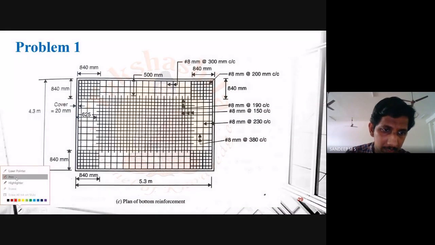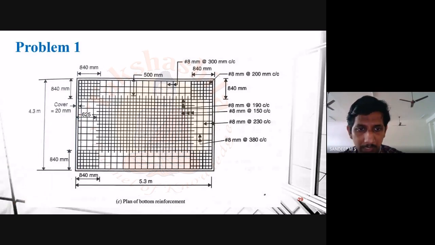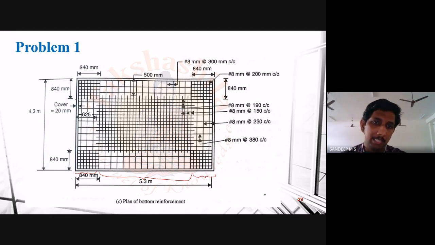So in this, basically, we have an edge strip here, then we have a middle strip here, again we have an edge strip here. Similarly, in the other direction also, we have one edge strip here, and then we have one middle strip provided here, and we have a further edge strip. Okay, so we have designed the reinforcement for these middle strips as well as edge strips.